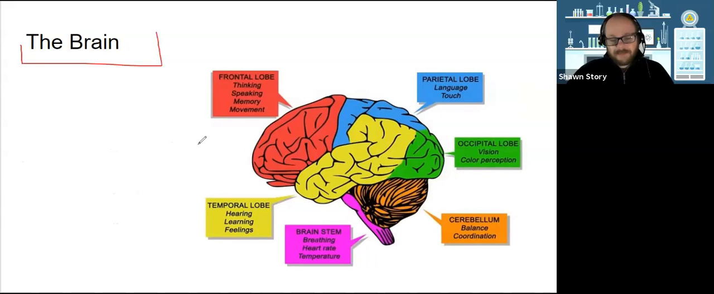So let's look at the brain. We can look at the brain many different ways. So here are the parts of the brain. Kind of going back to what we said about stroke, depending on what we see with the person, that tells us what part of the brain is affected, because different parts of the brain do different things.